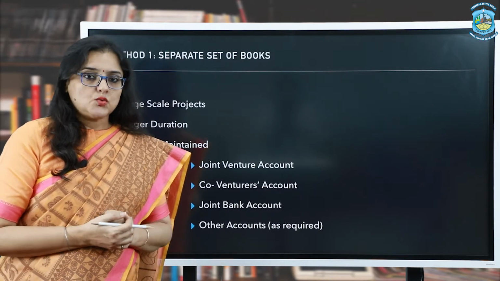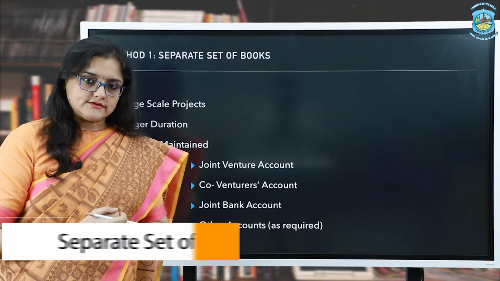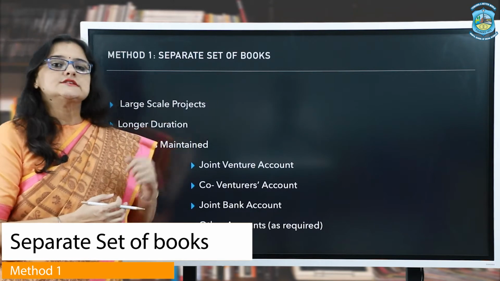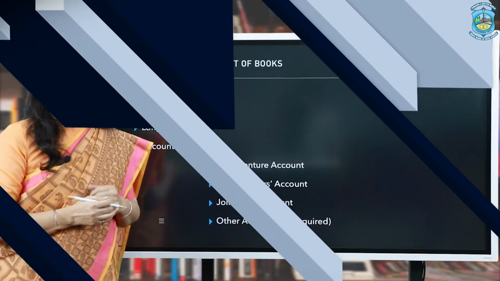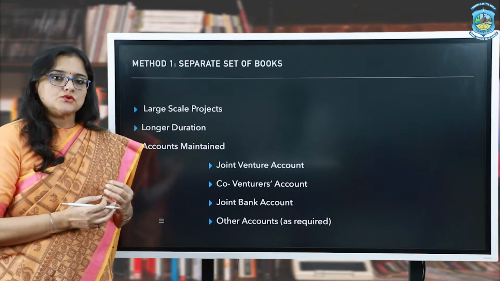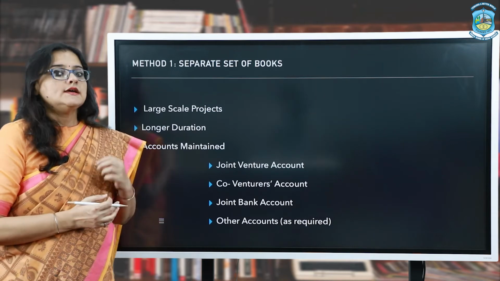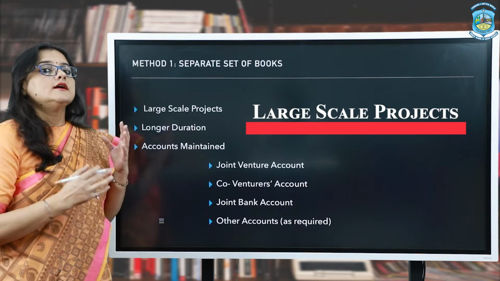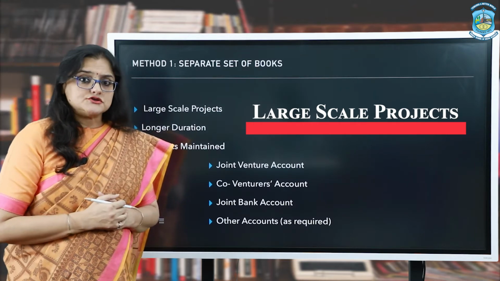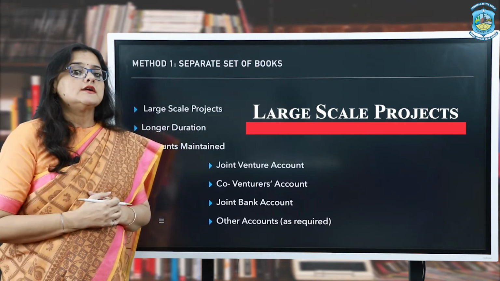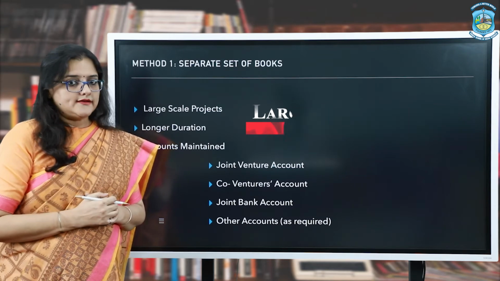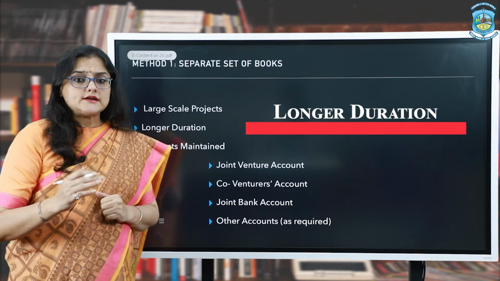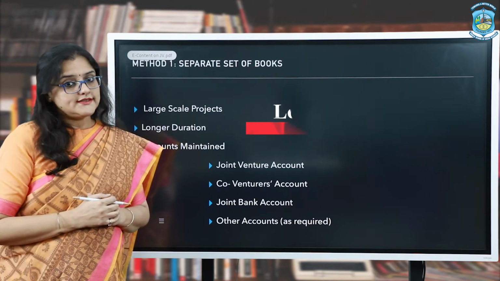So let's start with the first method of doing joint venture accounting, that is maintaining the separate set of books for joint venture. To start with, it is important to know the suitability of this method. This method is suitable for large-scale projects, which involve a large volume of financial transactions, which are to be taken care of in a separate manner. Then, the projects which are of longer duration, that means they are exceeding one financial year.